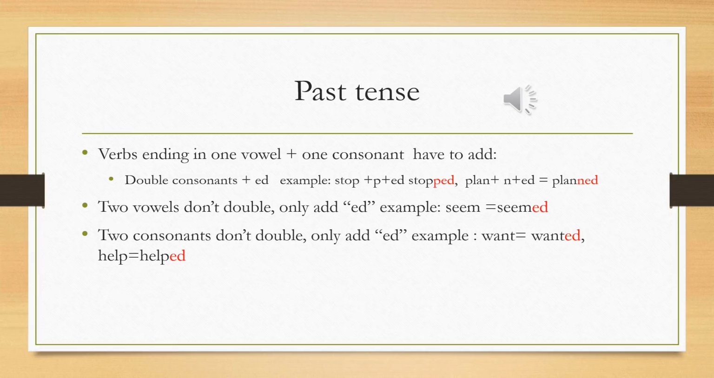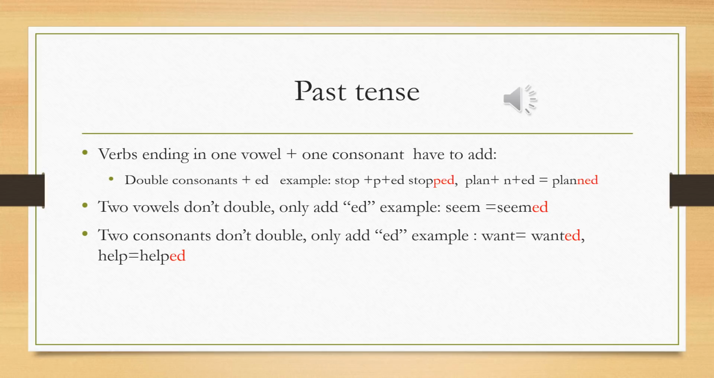Okay, how about verbs ending in one vowel plus one consonant? How do we teach them? Okay, so it's very simple. If we have verbs ending with one vowel and one consonant, we have to make it double consonants plus ed. Okay, for example, you have the word stop, S-T-O-P. So you have to make it double consonants. S-T-O-P, one consonant followed by another P, again another consonant, plus E-D. So it became stopped. Can you see? S-T-O-P-P-E-D. So you have double consonants.